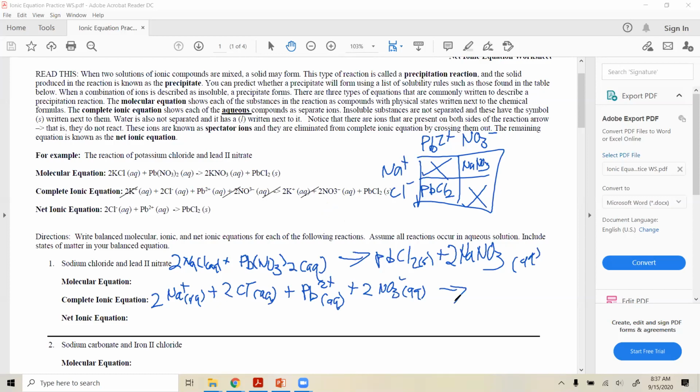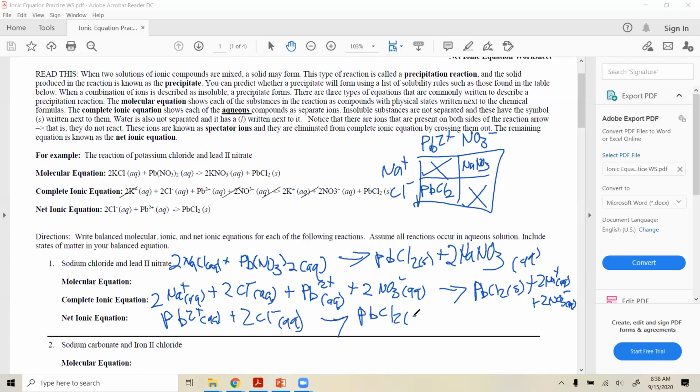And then from there, we can turn that into the next one, where our PbCl2 should stay together because it's a solid. And we should have our 2 sodium pluses as aqueous and 2 nitrates as aqueous. Sorry, running out a little bit of space there. We can take out our spectator ions in order to do our net. So our sodiums are going to go, our nitrates are going to go. And so we get Pb2 plus aqueous plus 2Cl minus aqueous going to PbCl2 as a solid.